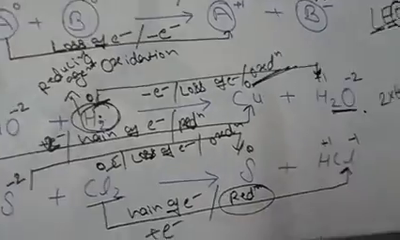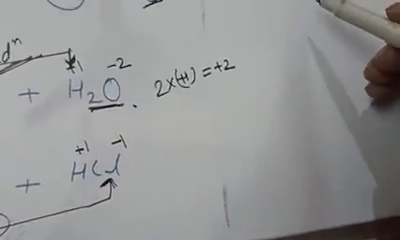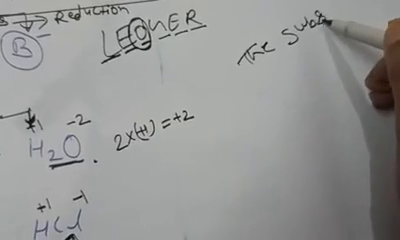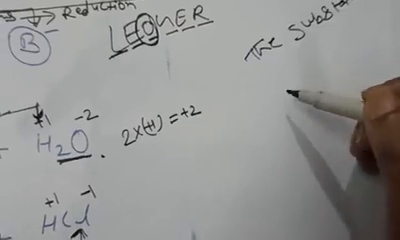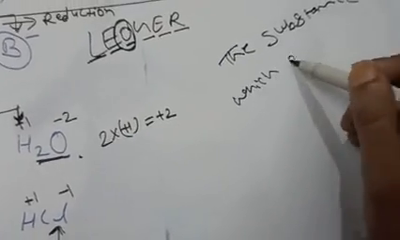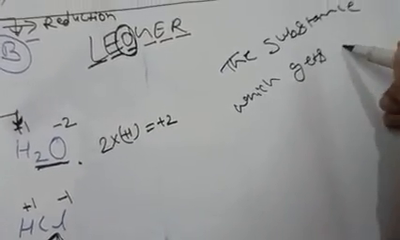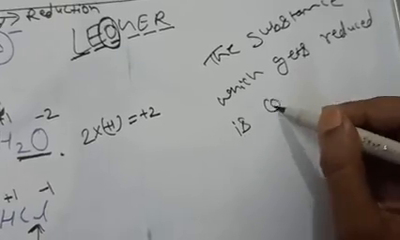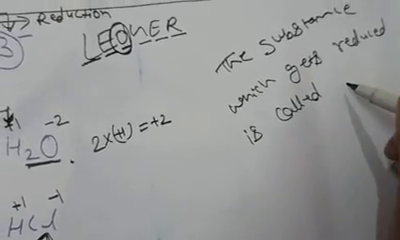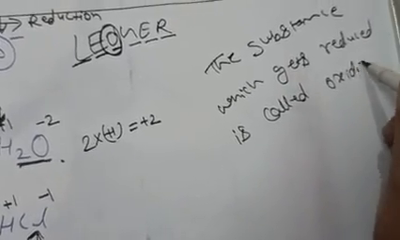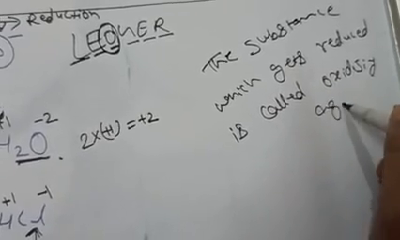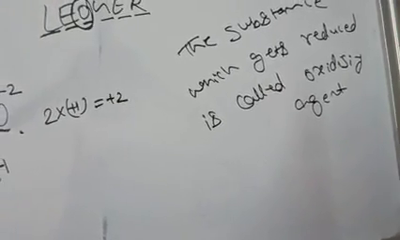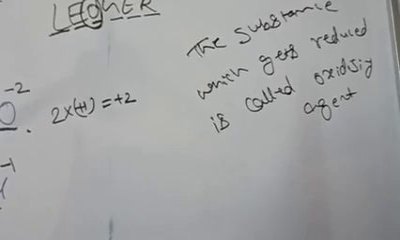And now see what the oxidizing agent is. The substance which gets reduced is called the oxidizing agent. Just the opposite: the substance which gets reduced is called the oxidizing agent, and the substance which gets oxidized is called the reducing agent.